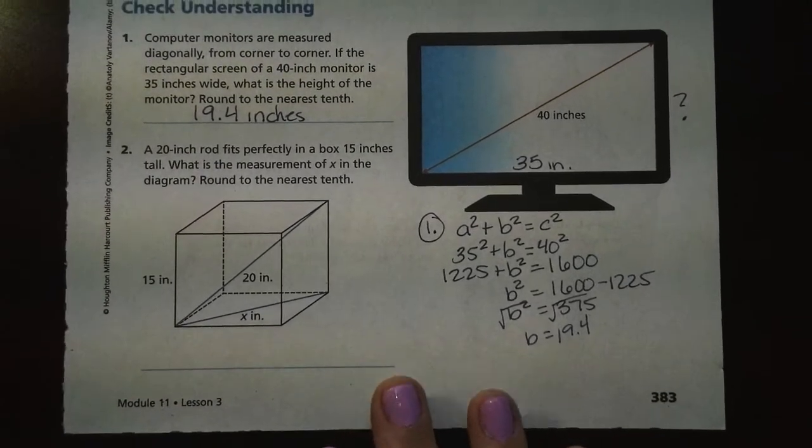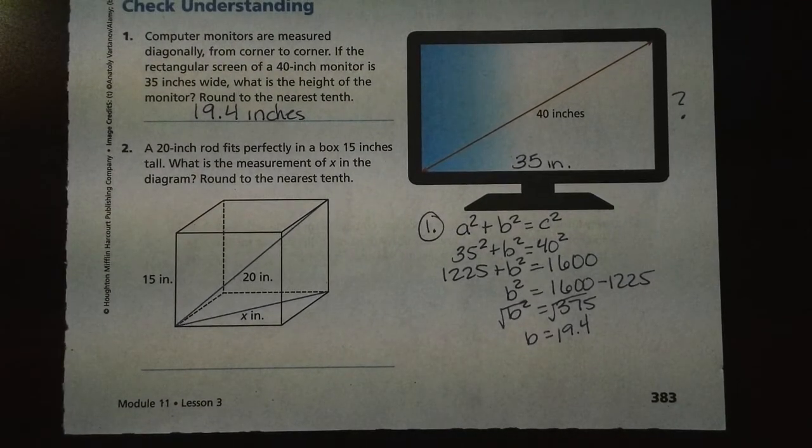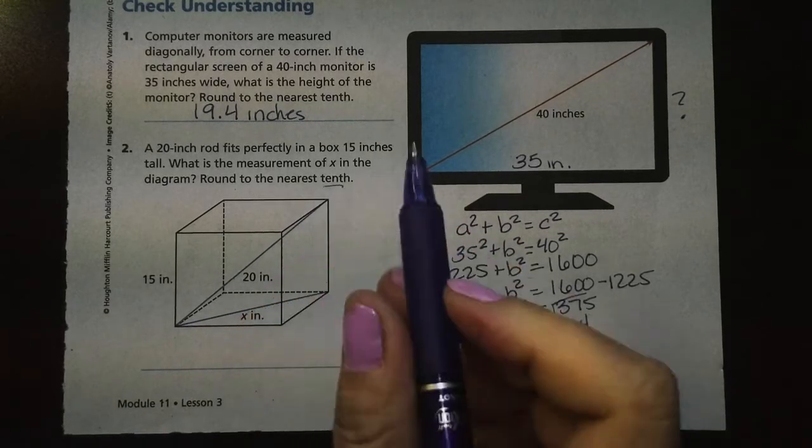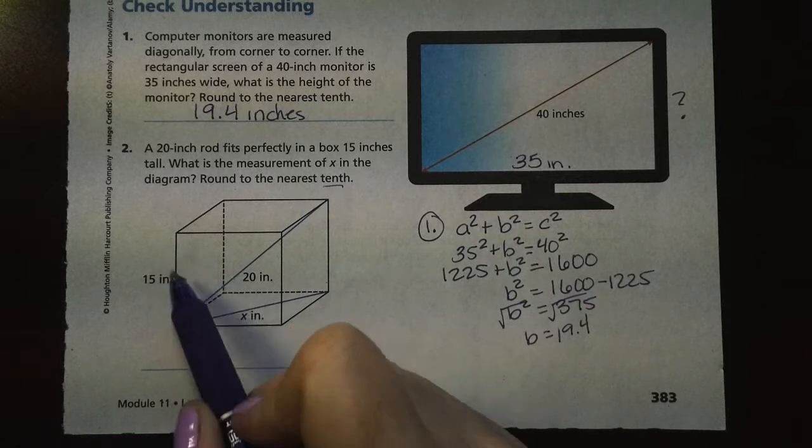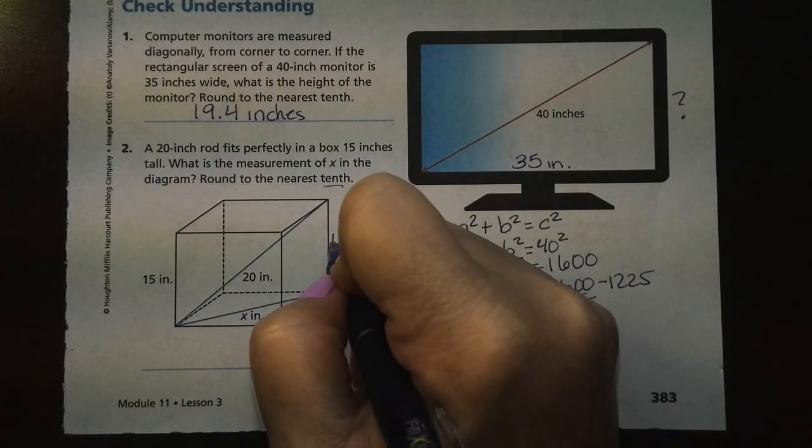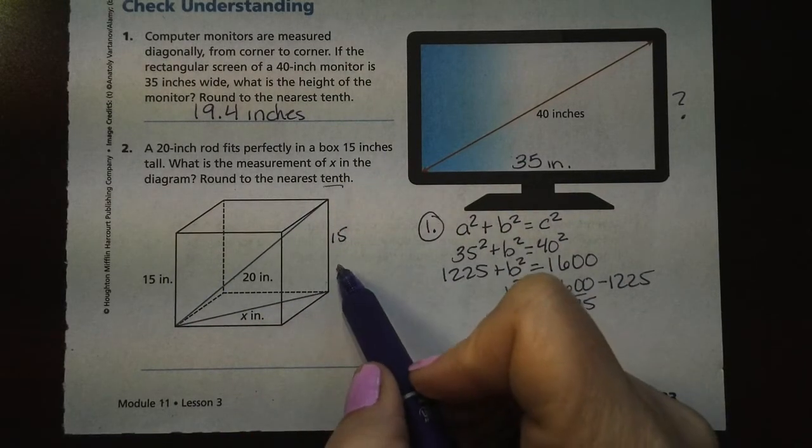All right, so now a 20-inch rod fits perfectly in a box 15 inches tall. What is the measurement of x in the diagram, round to the nearest tenth? So we know the height is 15 inches here, so that means it is also 15 inches here.